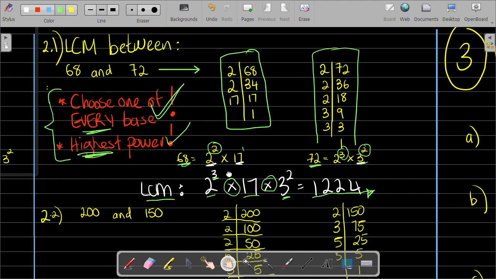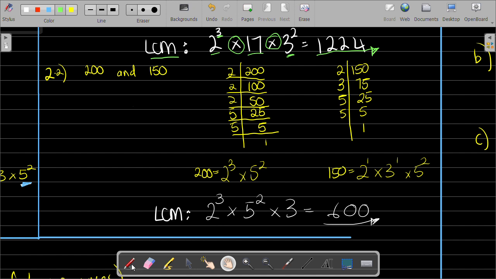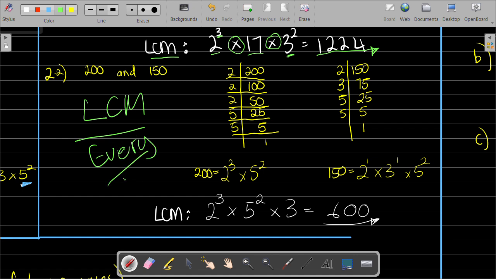Okay. All right, last one, and then we'll end the video there, and we'll move on to the next topic in another video that I should post today. All right, so we have 150. Right, we're doing LCM this time, guys. What are the two rules? We need every base, remember, and the highest power of those bases. Please remember that.